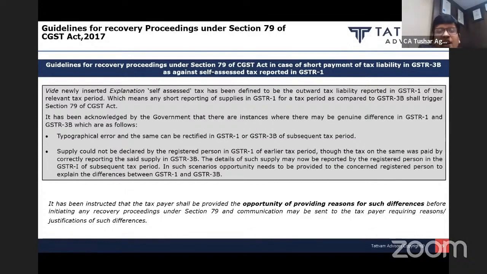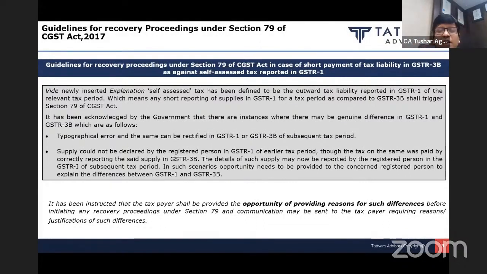Considering the practical difficulties which the taxpayer can face at ground level, the GST policy wing has come out with guidelines in respect of such amendment, issued on 7 January 2022. And what do these guidelines say? They say that there can be genuine reasons for a difference between GSTR-1 and 3B. So before taking any action, please provide the taxpayers an opportunity to give reasons for such difference.